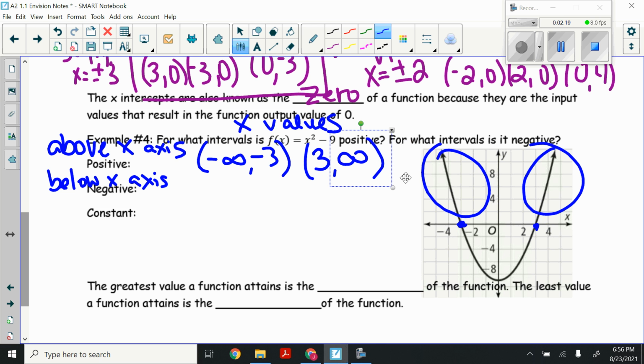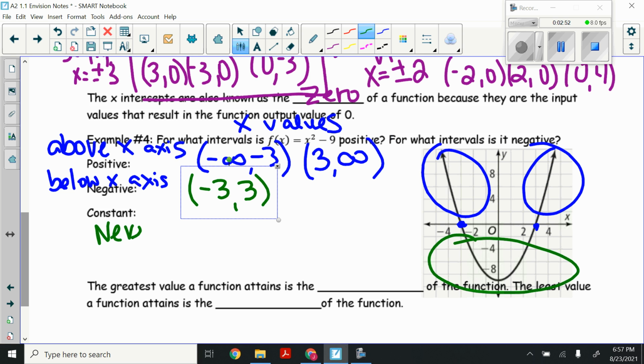So now where is it negative? Where is it below the x-axis? All of this is below the x-axis. So from -3 to 3, it's below the x-axis. But again, at -3 it's 0, and at +3 it's 0. 0 is neither positive nor negative. So negative is going to be -3 to 3, both in parentheses. Constant: do we have any place where we just have a horizontal line? No. So this is never constant. We could write never, or we could use the symbol, the 0 with the slash through it, which means never.